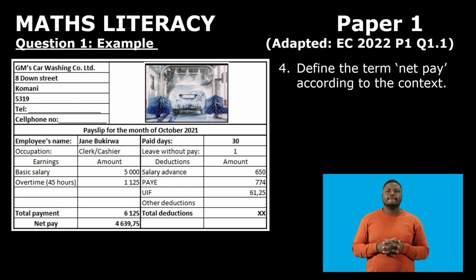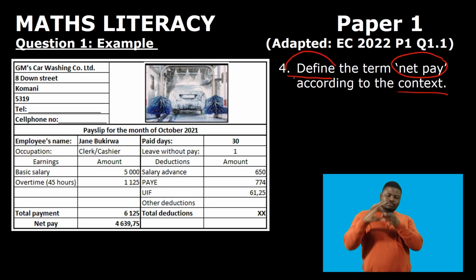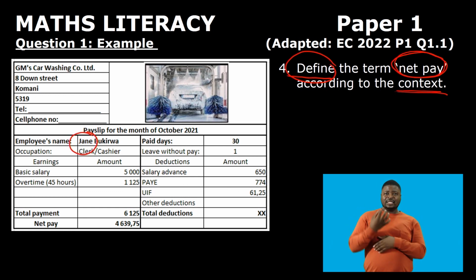Then question number 4, define the term net pay according to the context. Now remember, define means you need to give a description of the word or explain the word rather. The word that you need to explain is net pay, and the context is Miss Jane's salary advice slip. So you will say something like, the net pay is Jane's take-home money after her deductions were subtracted.